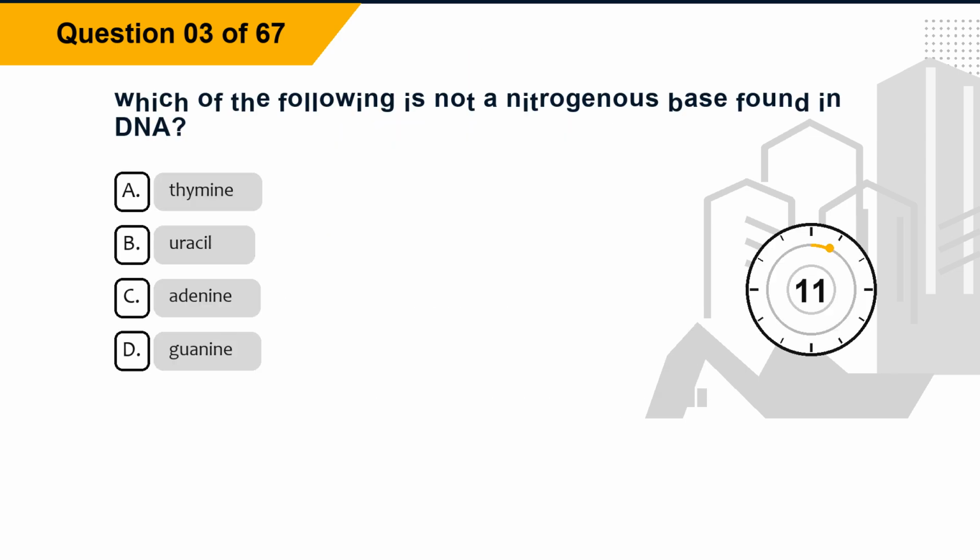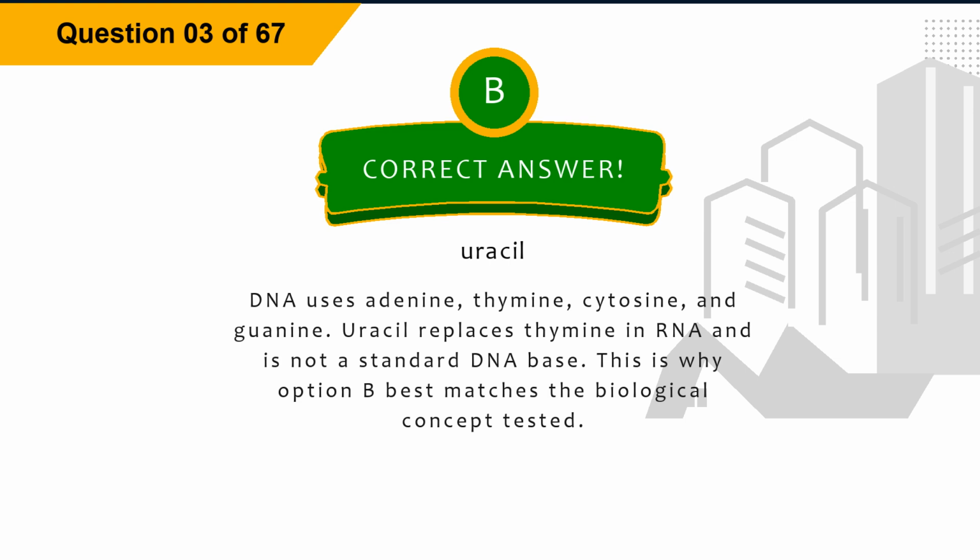Question 3. Which of the following is not a nitrogenous base found in DNA? Option A, thymine. Option B, uracil. Option C, adenine. Option D, guanine. The correct answer is Option B, uracil. Explanation: DNA uses adenine, thymine, cytosine, and guanine. Uracil replaces thymine in RNA and is not a standard DNA base. This is why option B best matches the biological concept tested.